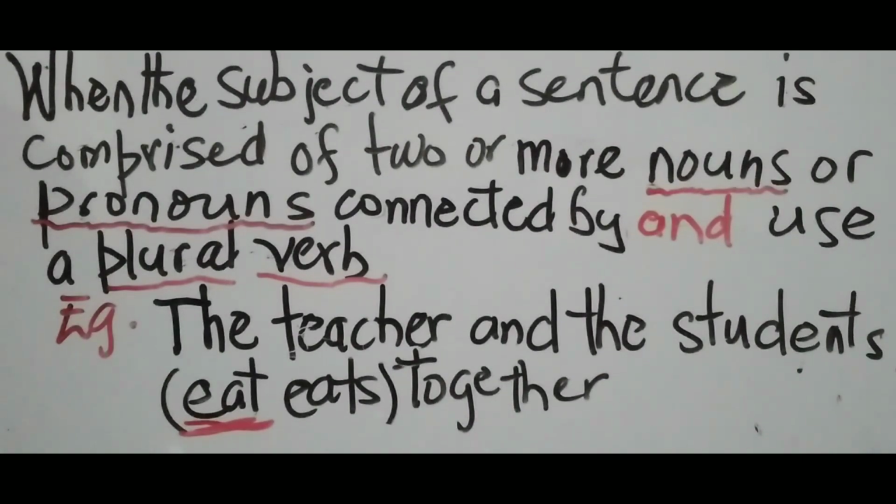All right, so this is one rule that we need to understand. Whenever we have two nouns or two pronouns, or a noun and a pronoun, making up the subject, and they are joined by the word "and," then the verb that follows must be plural. Please bear that in mind.